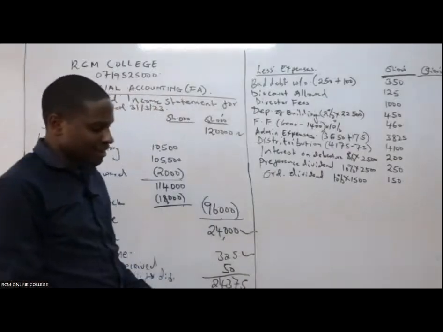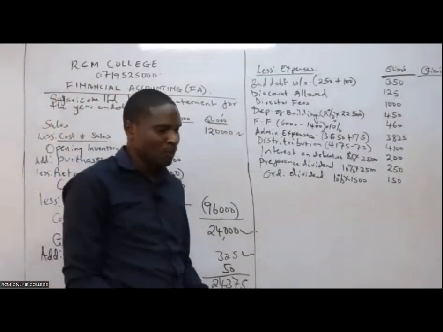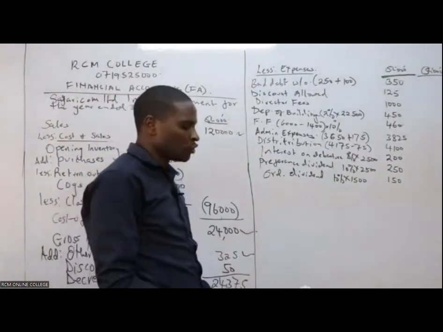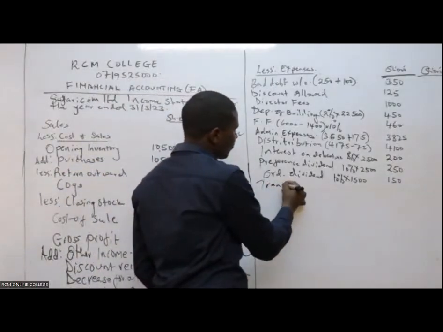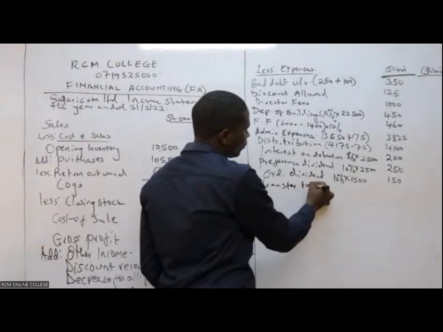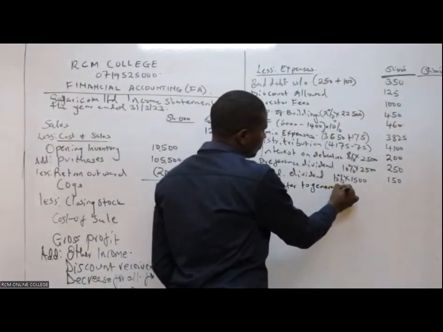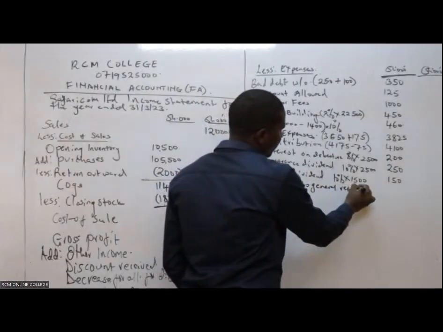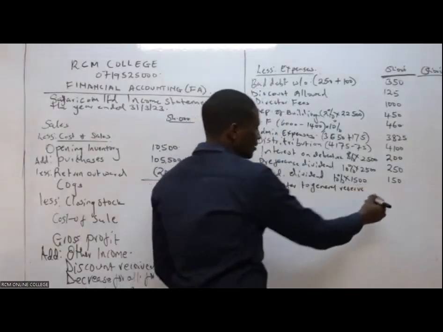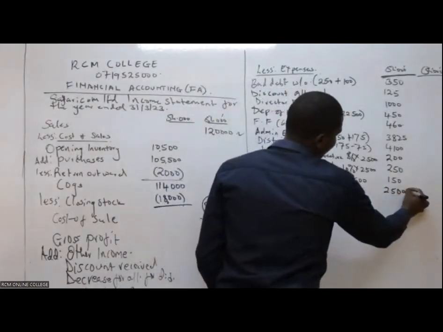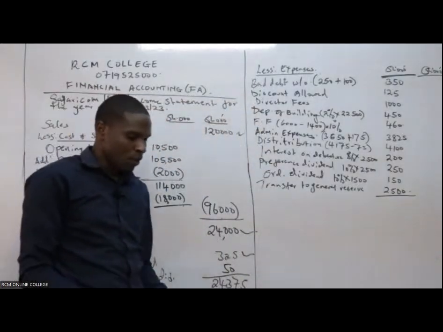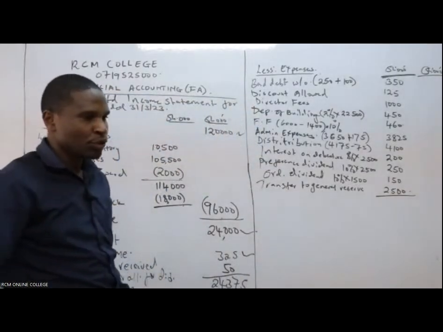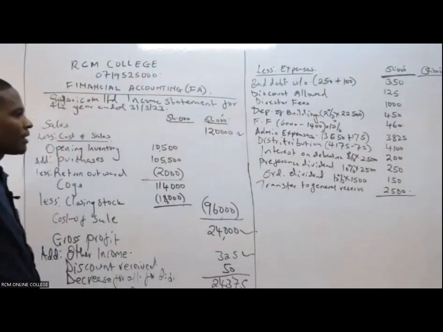At last, in fact, the last thing, there was something that was transferred to the general reserve. Transfer to general reserve, which was 2500. That one was just direct 2500. And then you have to add for me and tell me what our total expense will be. Give me the total expense.